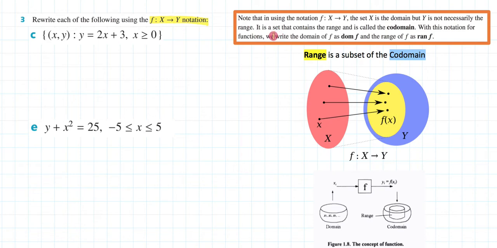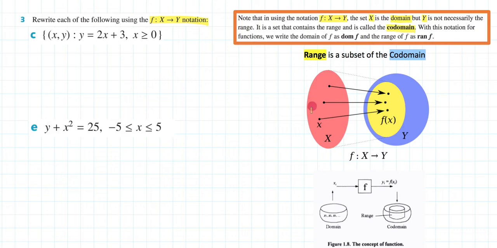So let's read something from the textbook, which reads, note that in using the notation this, the set X is the domain. So set X is the domain, but Y is not necessarily the range. It is a set that contains the range and is called the codomain. So let's stop there. What we've just learned is that my range is a subset of the codomain. So in other words, the range exists within the codomain.